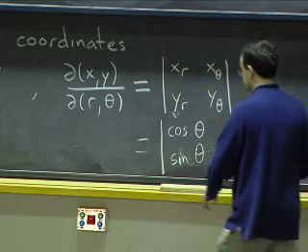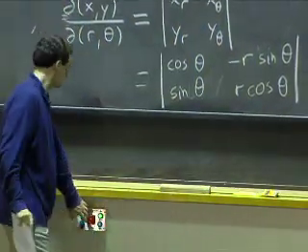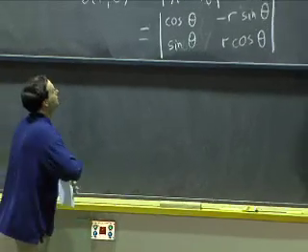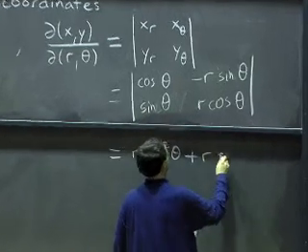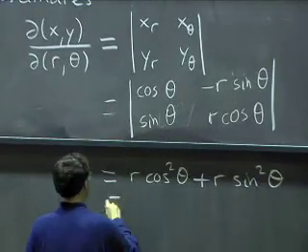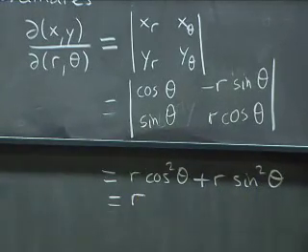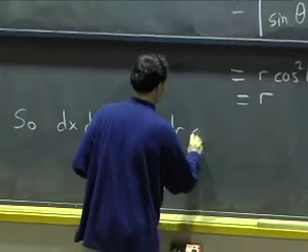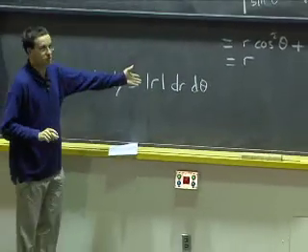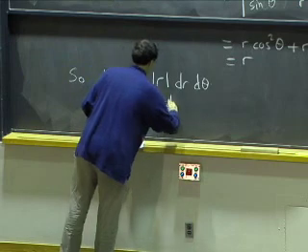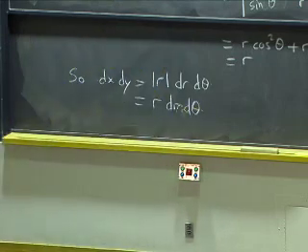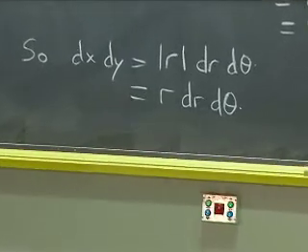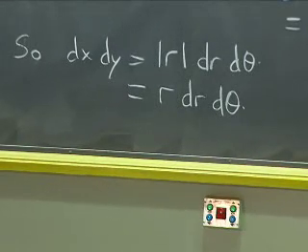And now if we compute this determinant, we'll get r cosine squared theta plus r sine squared theta. And that simplifies to r. So dx dy is, well, absolute value of r, dr d theta. But remember that r is always positive, so it's r dr d theta. Okay? So that's another way to justify how we did double integrals in polar coordinates.